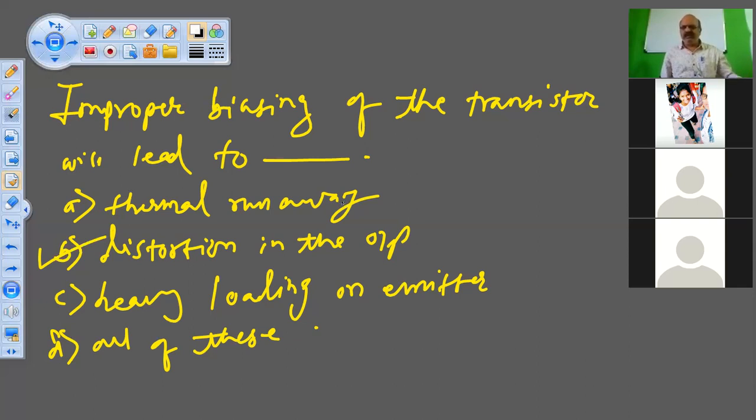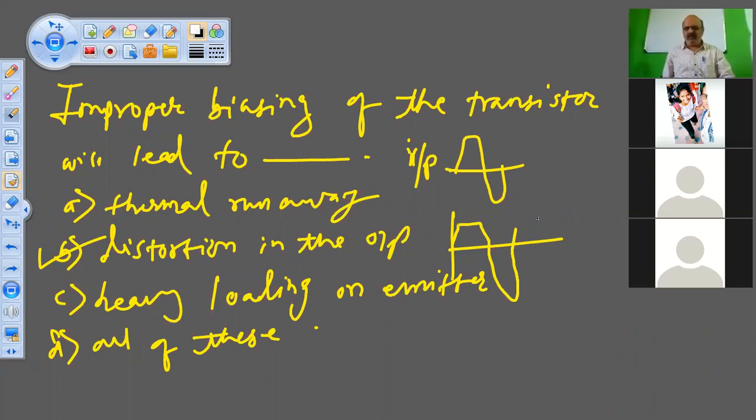output signal, because distortion means if I am applying this type of signal at the input, this is my input, okay, and if I am getting this type of signal at the output, this signal and this signal are not the same. The signal is getting cut off at the positive side. You are getting the full cycle at the negative side, but the positive side is getting cut off. Then this is called distortion. This is not the original signal. This is a distortion signal.